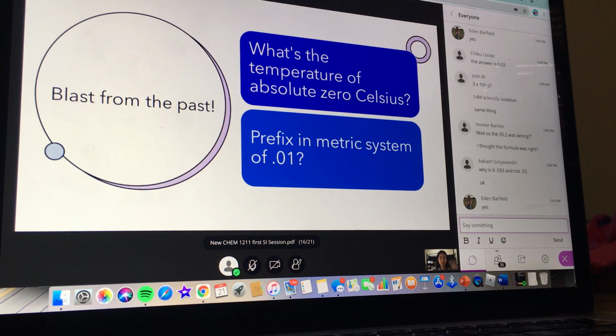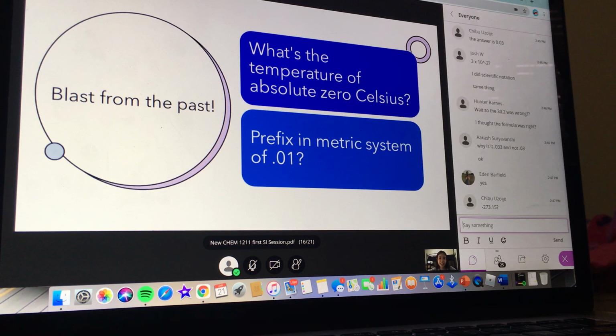We did this a few minutes ago, really. But what's the temperature of absolute 0 in Celsius? That one's just kind of memorization. And then the prefix in the metric system of 0.01. Again, this is just memorization of the SI prefixes, because this is a question I believe I might have gotten on one of my practice tests when I took Chem 1211, so I thought it'd be helpful to maybe give it to you guys.